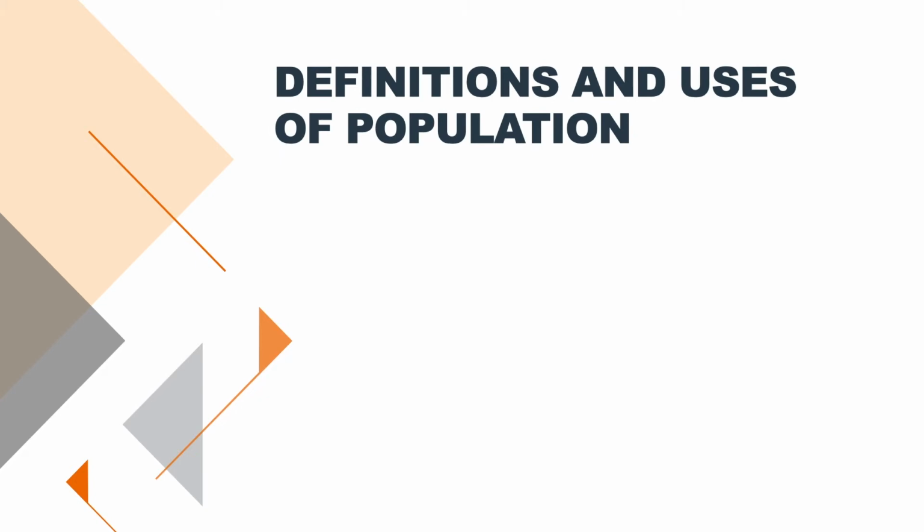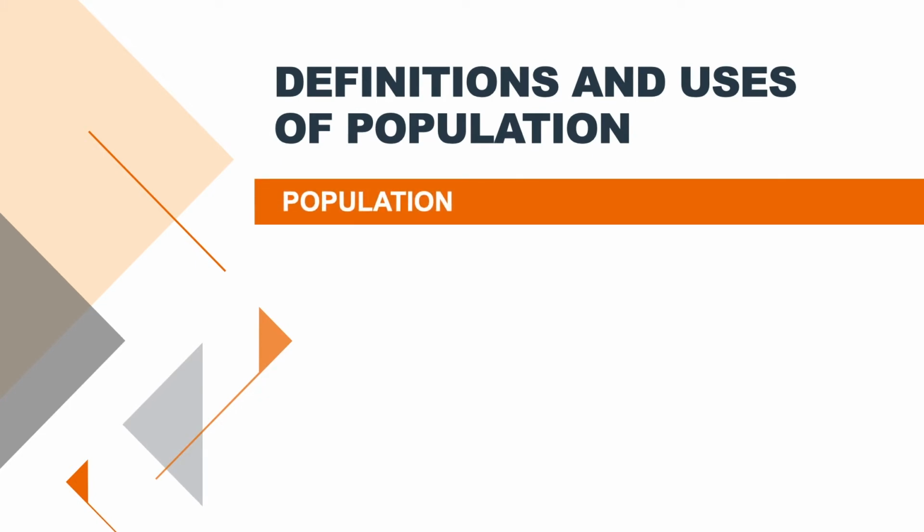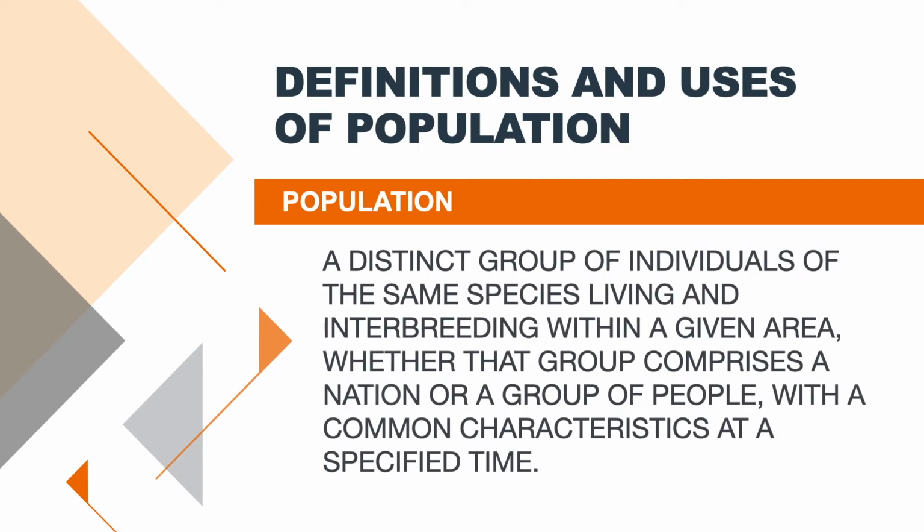Definition and uses of population. Here are some definitions and uses that you should be familiar with. Population is defined as a distinct group of individuals of the same species living and interbreeding within a given area, whether that group comprises a nation or a group of people, with a common characteristic at a specified time.